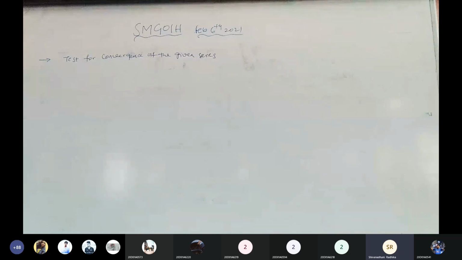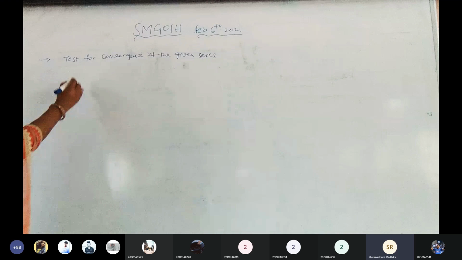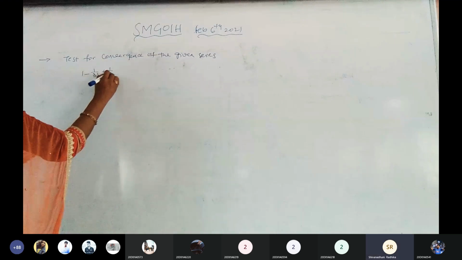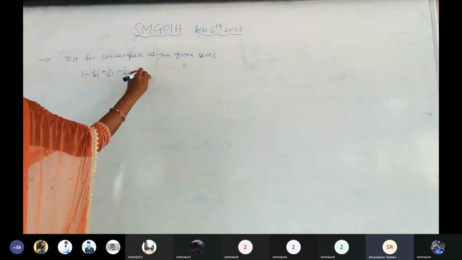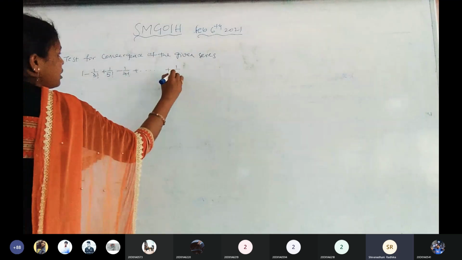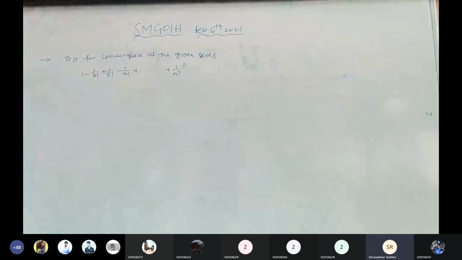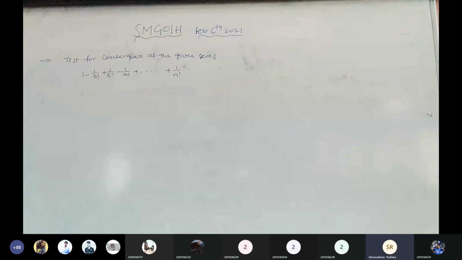Test for convergence of the series 1 minus 1 by 3 factorial plus 1 by 5 factorial minus 1 by 7 factorial plus etc., and plus 1 by n factorial. The terms 3, 5, 7, and so on, the general term being 2n minus 1 factorial: for n equals 1, 2, 3.